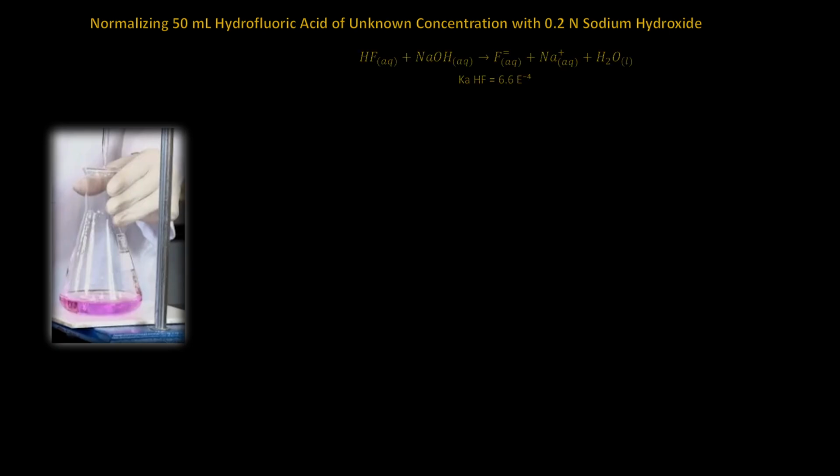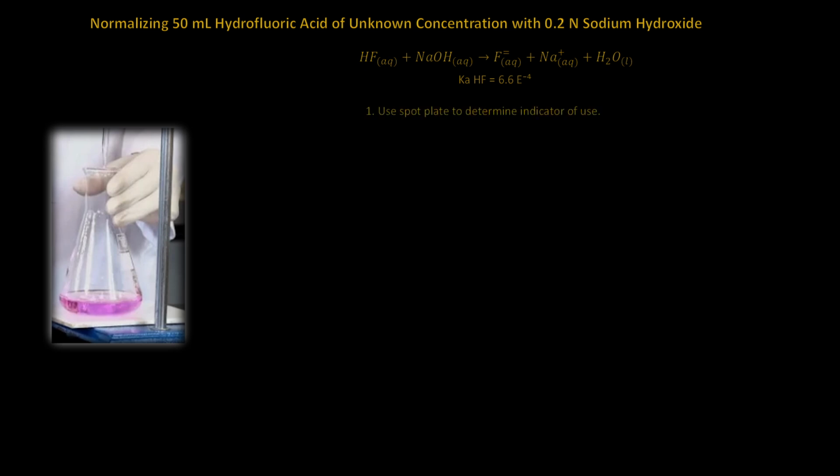Using hydrofluoric acid as the unknown acid and sodium hydroxide as the base titrant, the dissociation reaction equation is as shown. The Ka value for the hydrofluoric acid is 6.6 times 10 to the minus 6. The water in the equation above dissociates into hydrogen and hydroxide. All will have a ratio of 1 to 1.